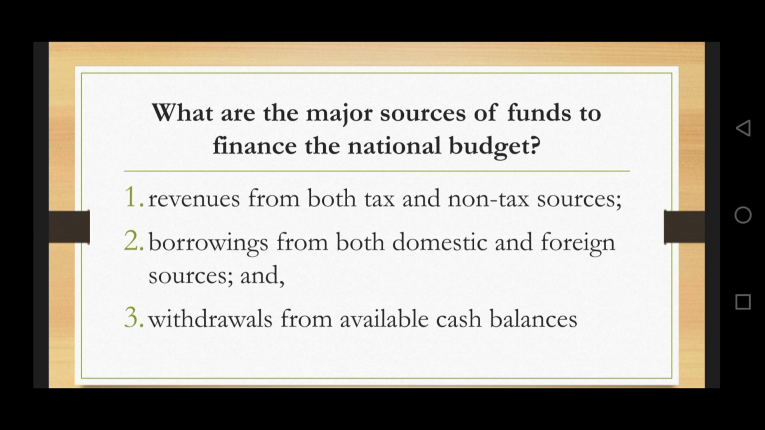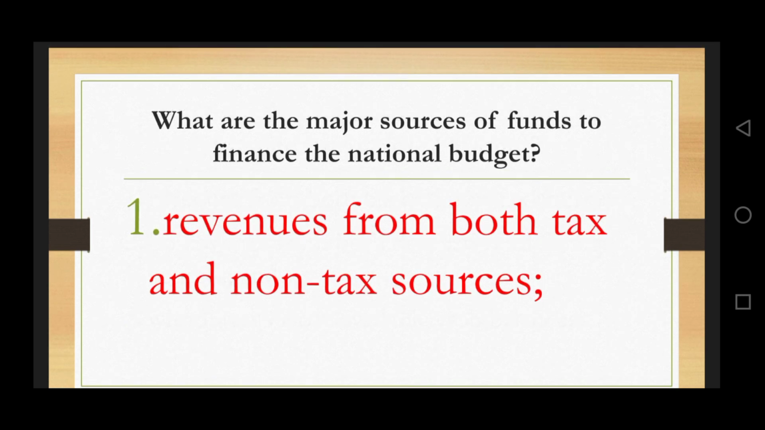What are the major sources of funds to finance the national budget? There are three major sources mentioned in this study. Number one, revenues from both tax and non-tax sources, which will be discussed later on. Second is borrowings from both domestic and foreign sources. And third is withdrawals from available cash balances. We will first discuss the first major source of funds: number one, the revenues from both tax and non-tax sources.